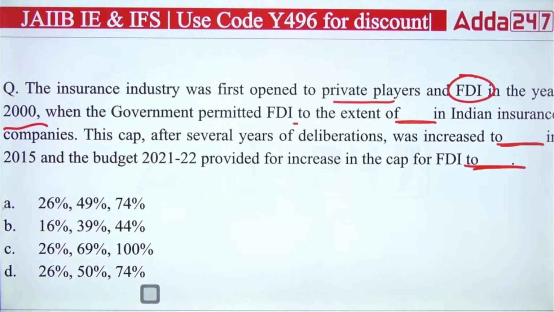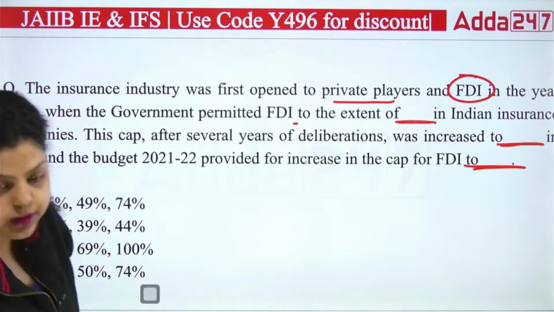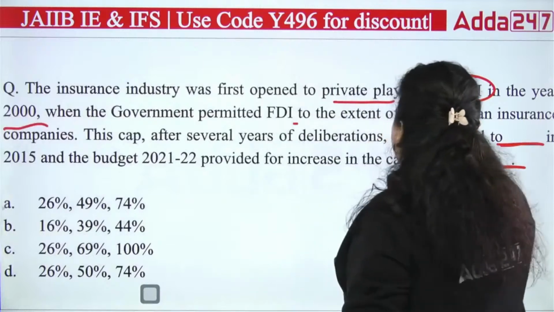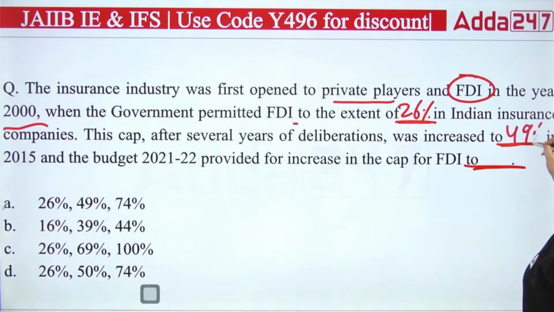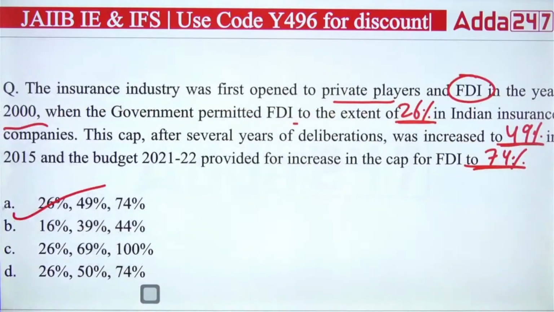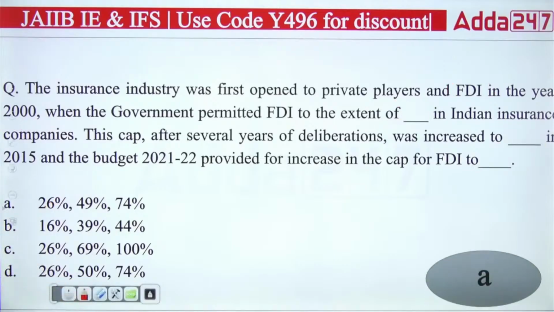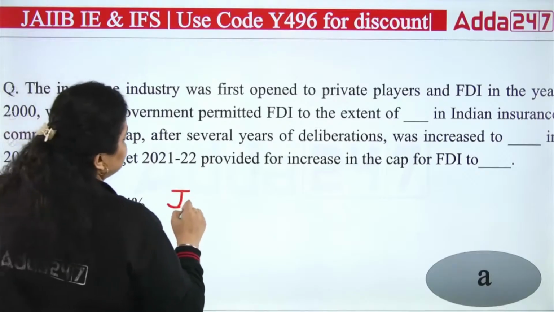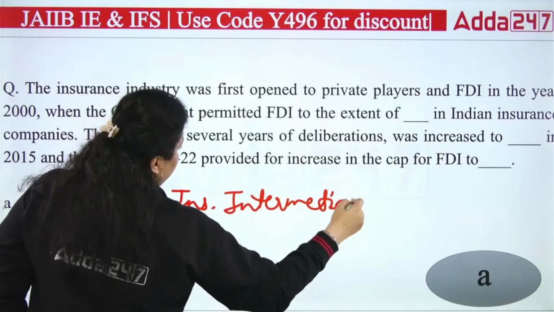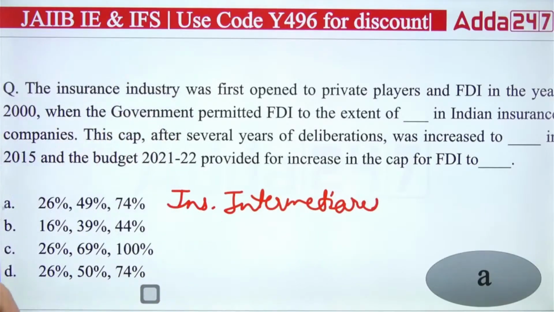Okay. A, everyone is saying. Okay, so when it was introduced, it used to be only 26%, then increased to 49%, then increased to 74%. It means the correct right answer will be A. Okay, the right answer will be option A, correct. Acha, if I talk about the FDI limit in insurance intermediaries, what is the FDI limit for insurance intermediaries?